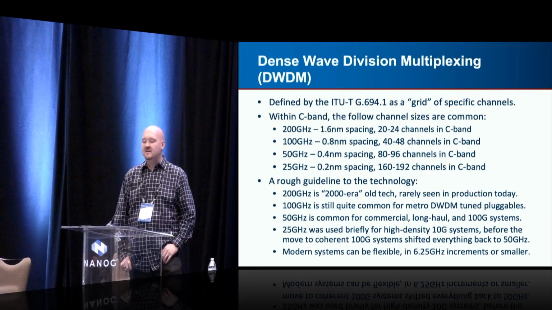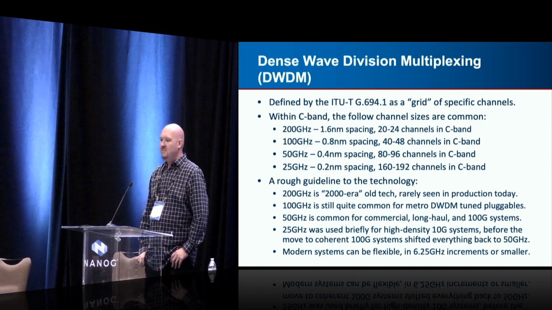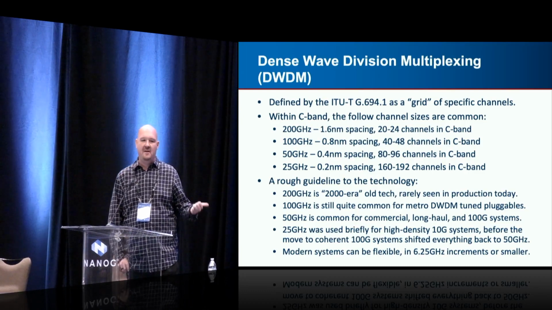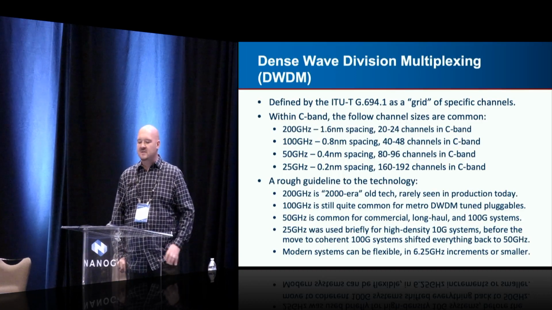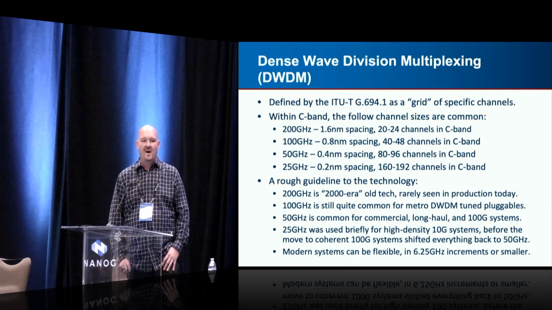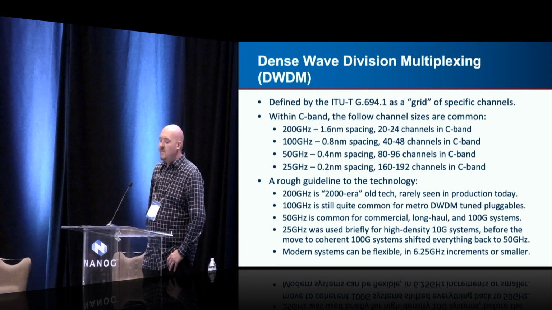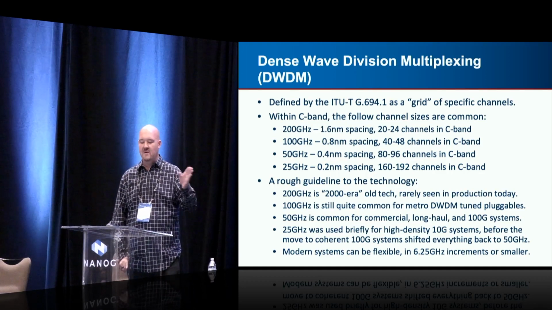The 50 gigahertz systems are still the most common, widely deployed commercial long haul. So if you go to any kind of a long haul system, any kind of an external transponder, an Infinera or a Ciena, those are the systems that are still the widest deployed and still going in today. 25 actually was used briefly as we were moving our way through technology.